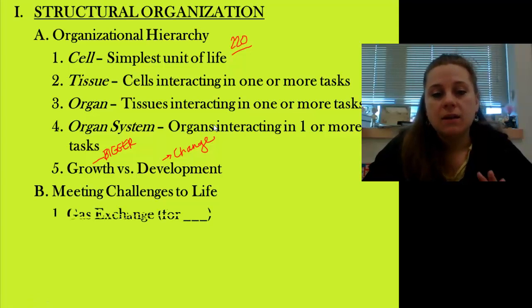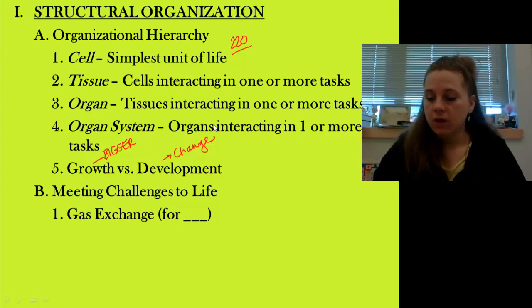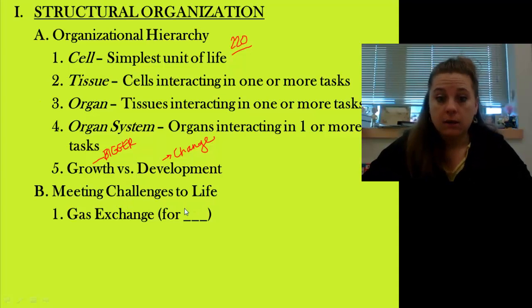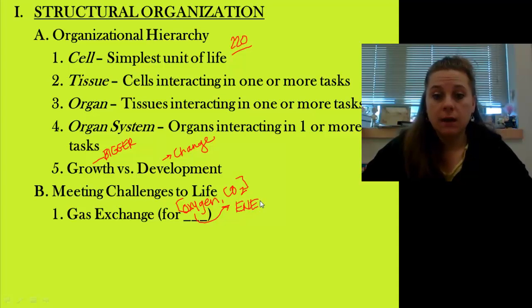And some of them are so fundamental. Okay, so what are the basic things that life requires? Well, all living things need to have a method for gas exchange. Why? We need oxygen, right? We need to get rid of carbon dioxide. Okay, why do we need to do these things? Because we need energy.